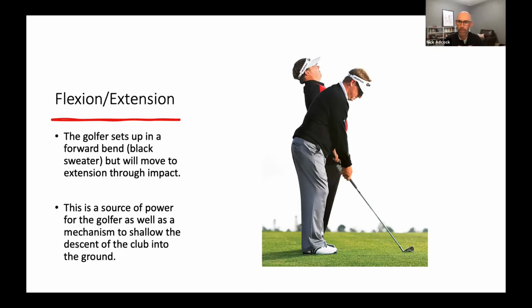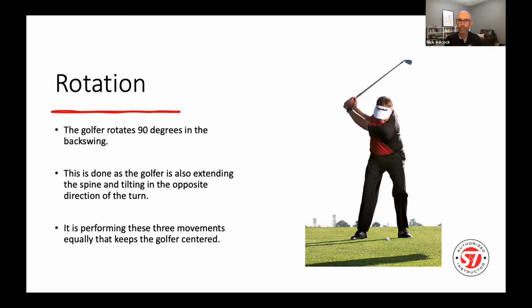So flexion extension is the forward bend and the standing up motion that the golfer would make. At address, the golfer is bent forward; to the top of the backswing, they're extending their spine. The second we talked about was rotation. That's the golfer rotating 90 degrees in the backswing. Now the golfer is extending, side bending or tilting, and rotating at the same time, which is how that golfer maintains a steady head.